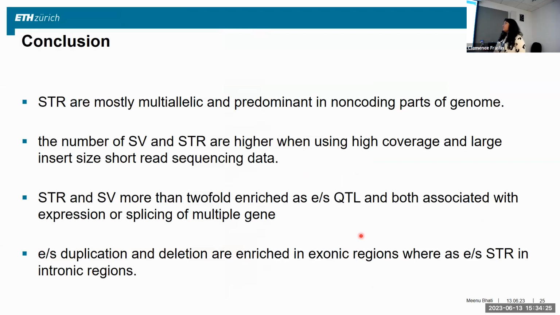And next, both STRs and SVs are more than twofold enriched as sQTL and eQTL, and they are both associated with the expression of multiple genes. And this could be further checked with multiomics data, which we don't have on these samples. And finally, exonic duplications and deletions are enriched in exonic regions, whereas STRs are enriched in intronic regions, which could be taken into account in future studies to include this panel to identify if they are associated with it.